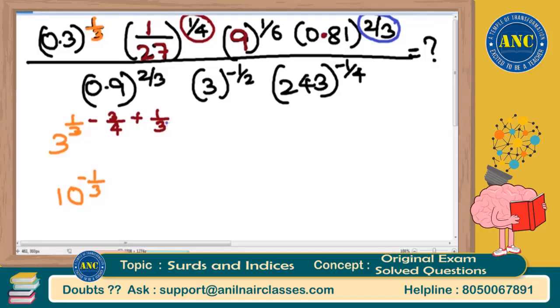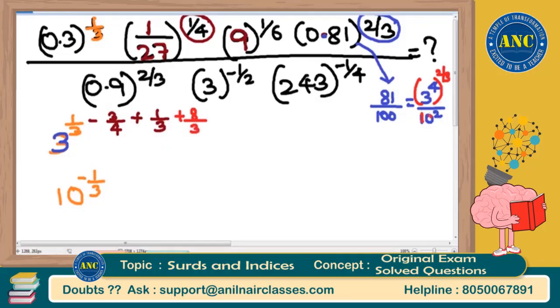Now, because I am expressing in terms of base 3, 0.81 is 81 by 100, which is 9 by 10 whole square. 81 is 3 power 4, and 100 is nothing but 10 square. So this can ultimately be written as 3 power 4 whole power 2 by 3. This is 3 power 8 by 3. That 8 by 3 will come here. I believe that you are understanding.